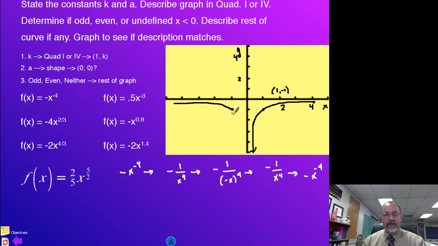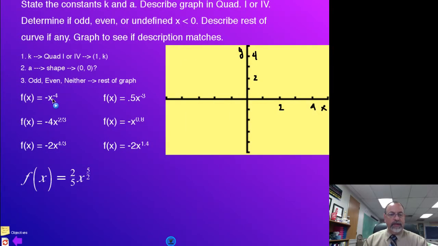So this is going to be reflected over the y-axis. So what's on the left side is going to look exactly as what's on the right side. So this would be the graph of f of x equals negative x to the negative fourth power. And if I click on this, I should get a shape, and you see I'm pretty close. I do have basically the shape that we want.